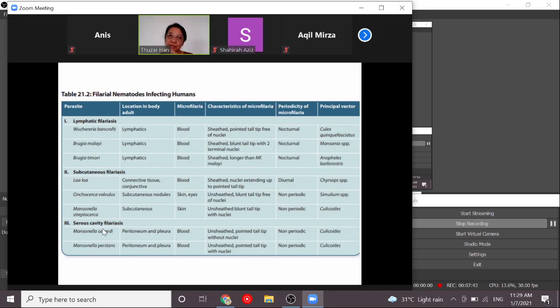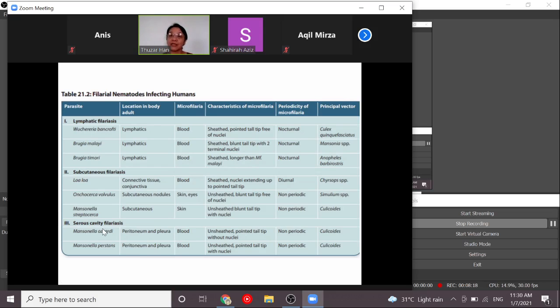The microfilariae usually stay inside the lungs, in the pulmonary capillaries. But they come out and reach the peripheral blood, because we are taking the sample from the patient, we are taking the peripheral blood. These microfilariae come out and reach the peripheral blood only at night time. So in the daytime, they are sleeping in the pulmonary capillaries.